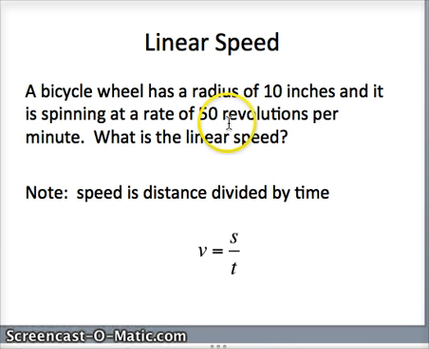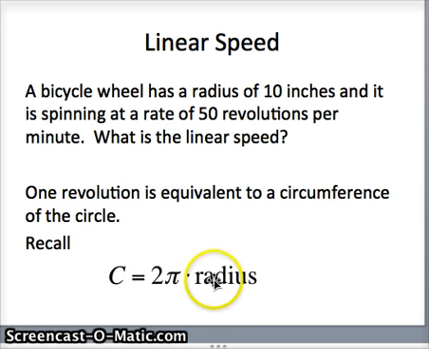Well, to answer that question, with 50 revolutions per minute, we need to figure out what distance that will be. So 50 revolutions is what distance? 1 revolution is what distance? 1 revolution on a bicycle wheel is going to correspond to 1 circumference. The circumference of a circle is 2 pi times the radius. So in this case, 1 circumference is going to be 2 pi times 10 inches, or 20 pi inches, for 1 revolution.